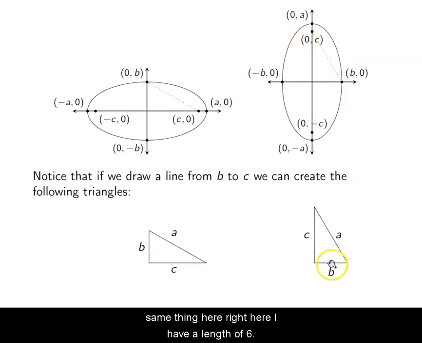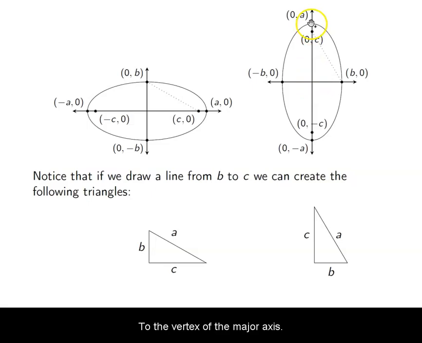Same thing here, right? Here I have a length of c, I have a length of b, and the length that connects the focus to the vertex of the minor axis is a length of a. And again, yes, it is that same length a from here to the vertex of the major axis. So that gives me a relationship, okay?